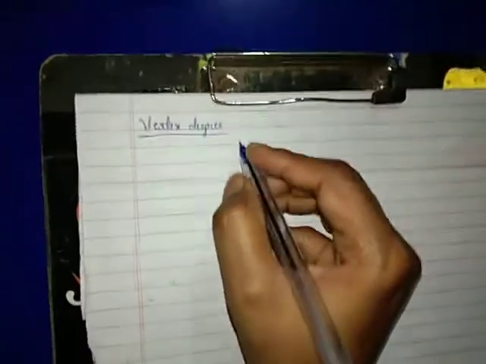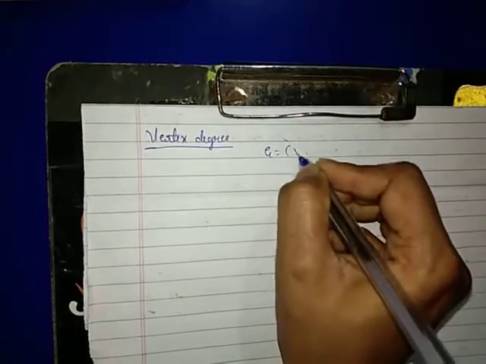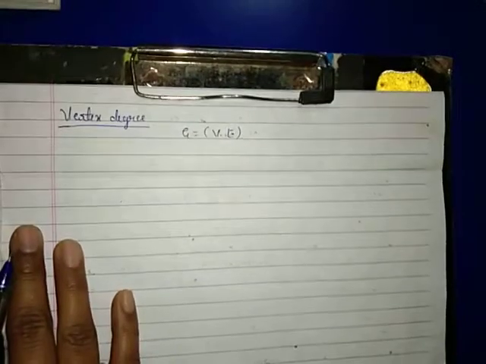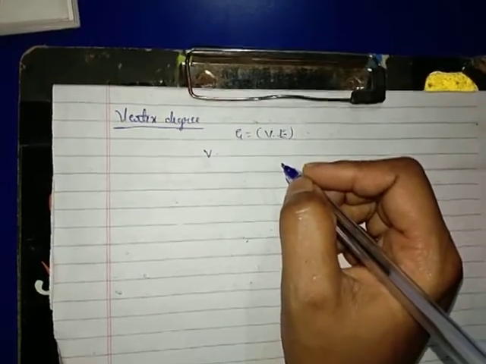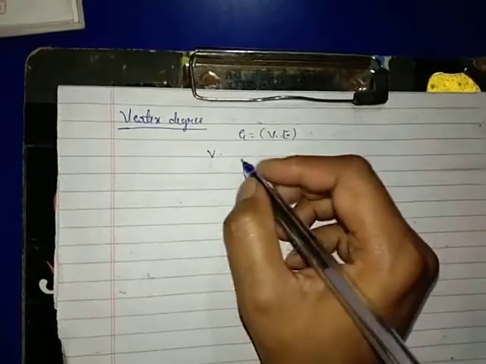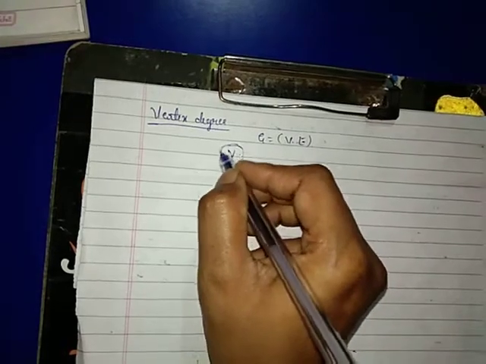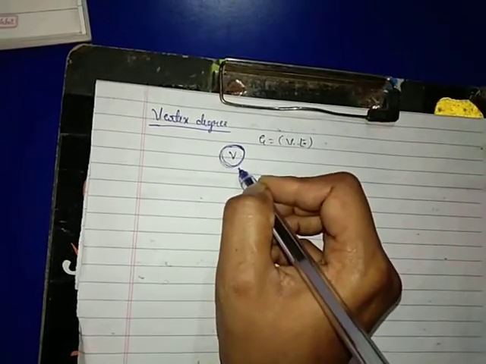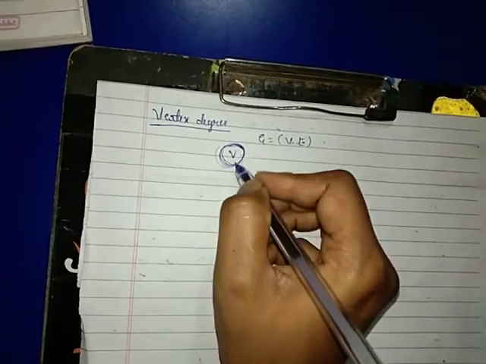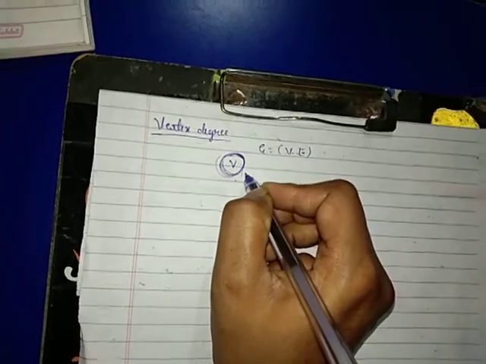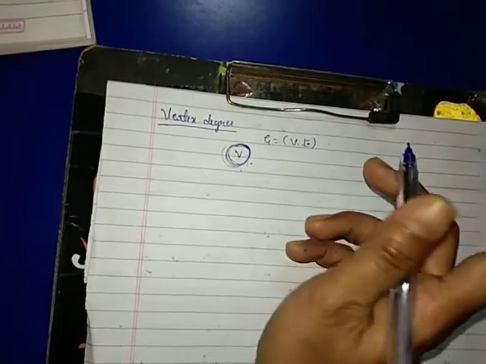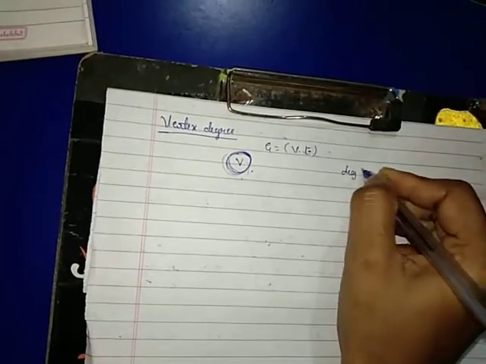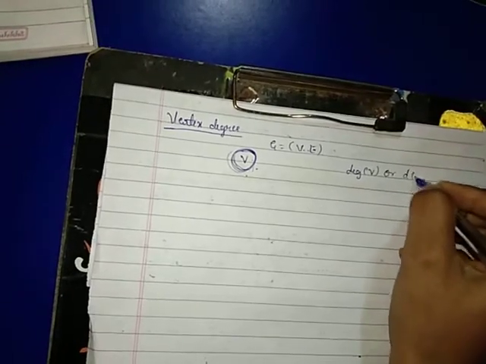Next topic will be vertex degree. So what is the vertex degree? Suppose G equal to (V, E) is a graph and V is a vertex of the graph G. Then the number of edges of G that are incident to the vertex V, with the loops counted twice, is called the degree of the vertex V, and it is denoted by degree of V or d of V.